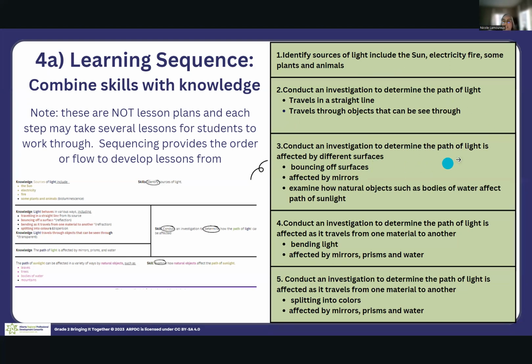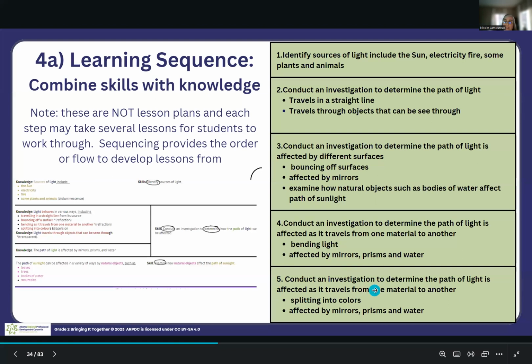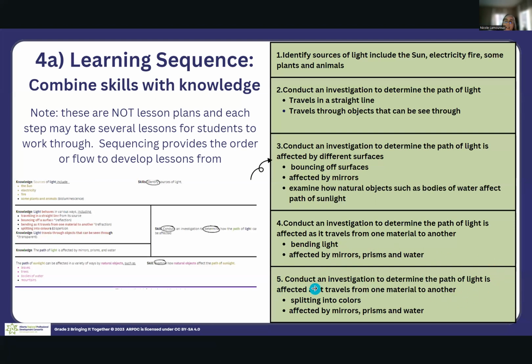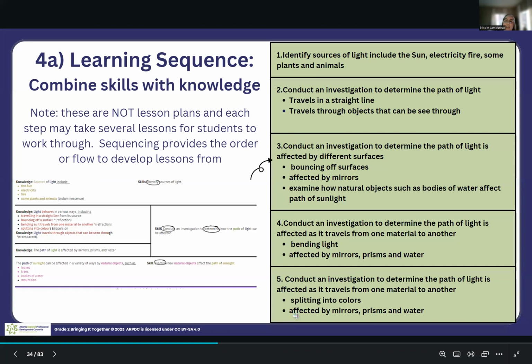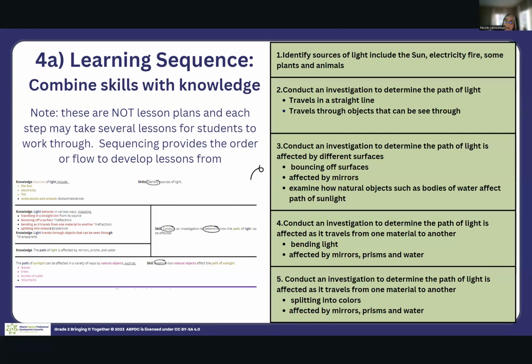So we know about conducting investigation to determine, and then I went from the straight line. They're going to investigate bouncing off of surfaces affected by mirrors and examine the natural objects. I bring that in as well. We know to continue on with that conducting investigation. Now it's bending light, and I attached affected by mirrors, prisms, and water. Down below, we know they're conducting an investigation to determine the path of light is affected by splitting into colors. Again, I bring in the prisms and the water, okay?